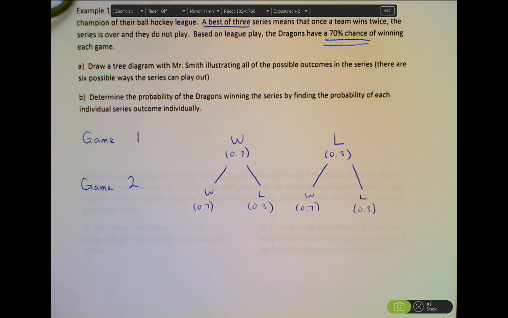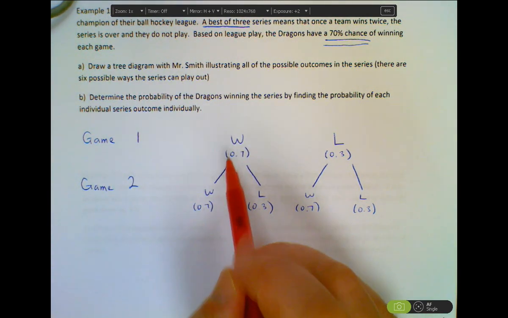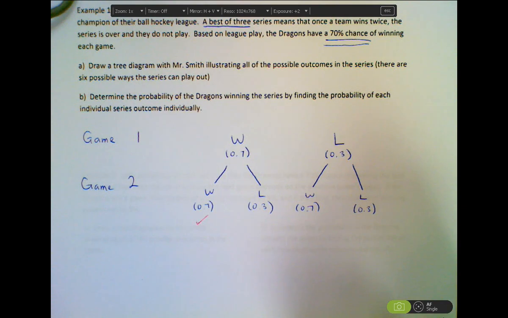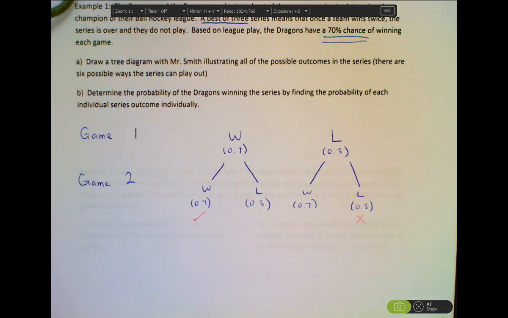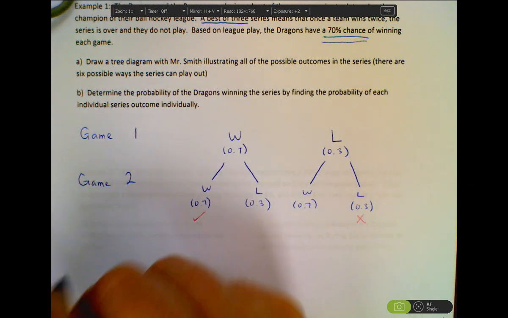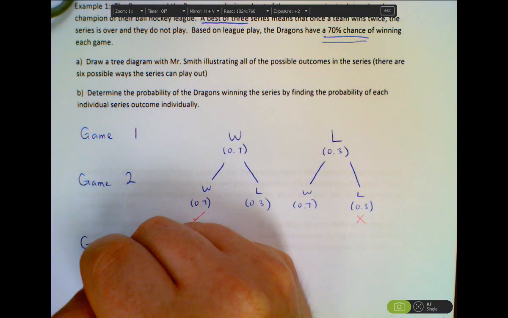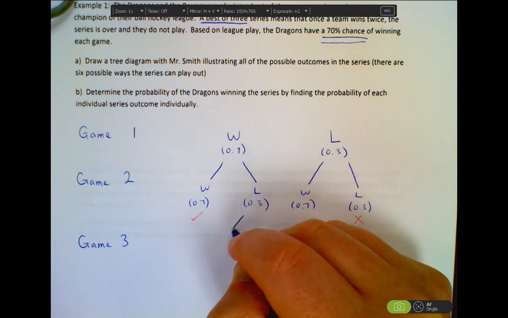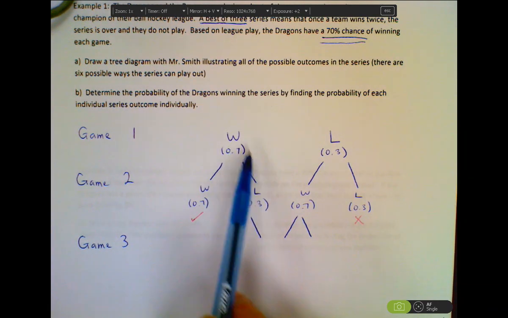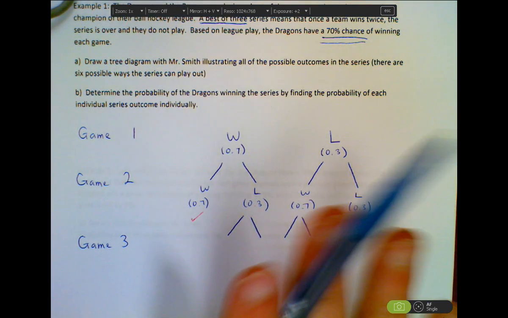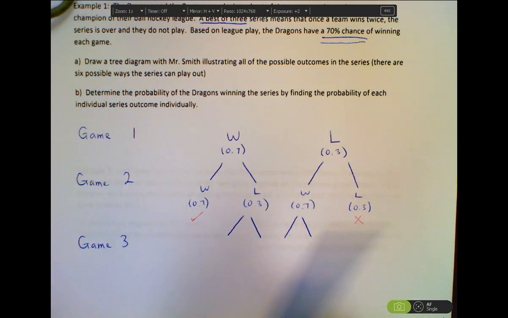Here is where we have to be very, very careful. This is from the Dragons' perspective. If they win the first two games, then they've won the series. I'll put a red check mark there. They don't play any more games. Also, if they lose the first two games, they've lost the series. It's done. So for our final branch of our tree diagram in game three, we're only going to be branching off from these two, win-loss and loss-win, because they are the only two branches from game two where each team has won a game and will result in a game three.